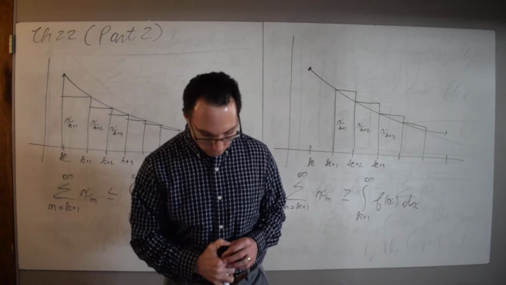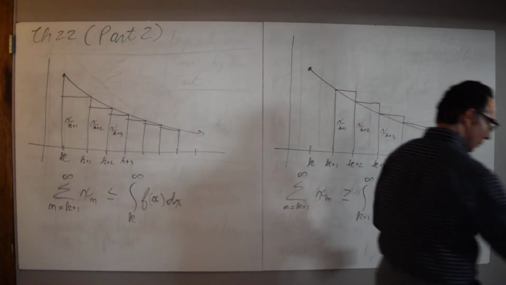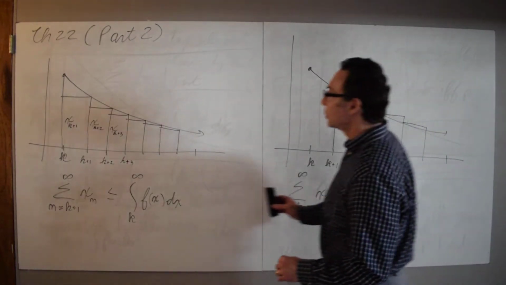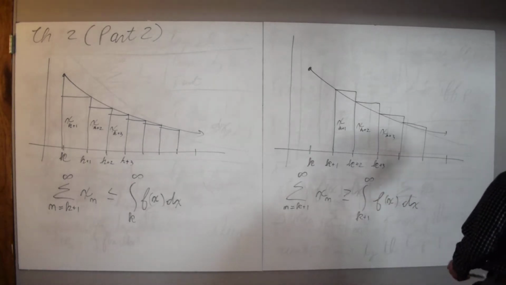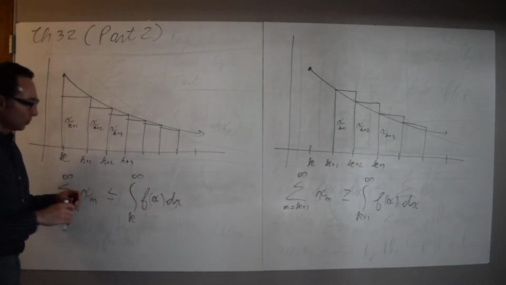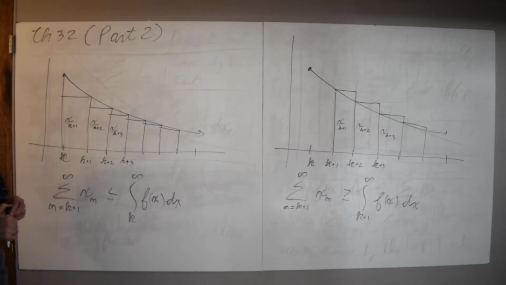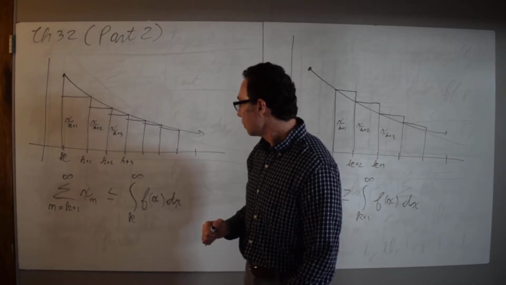This is part 2 of the chapter 32 video. I incorrectly wrote chapter 22. This is chapter 32. And this is the remainder estimate for the integral test.